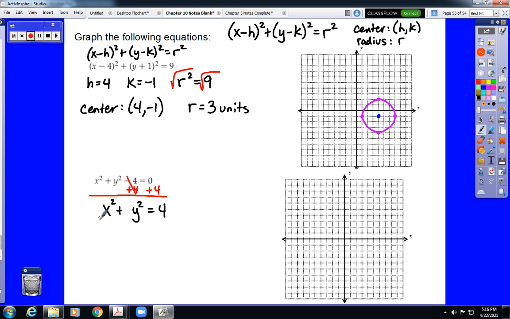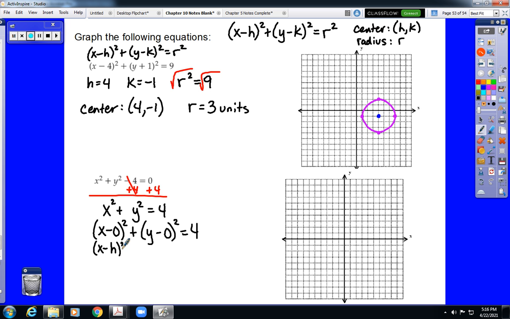Now notice that there's no numbers attached to x and y. Think back to the examples we did earlier. What that's telling us is that what we really have here is (x minus 0) quantity squared plus (y minus 0) quantity squared equals 4. Again, that is our format. Okay, that's in the correct format now.